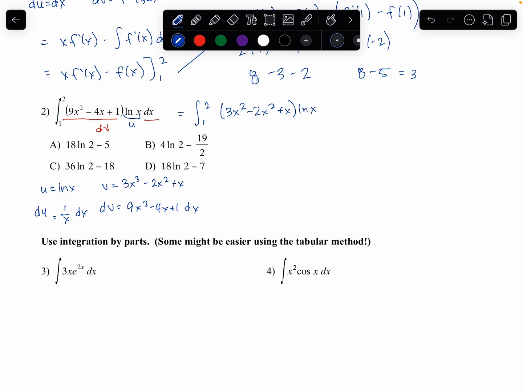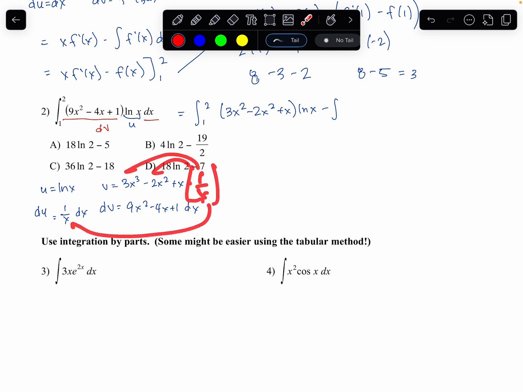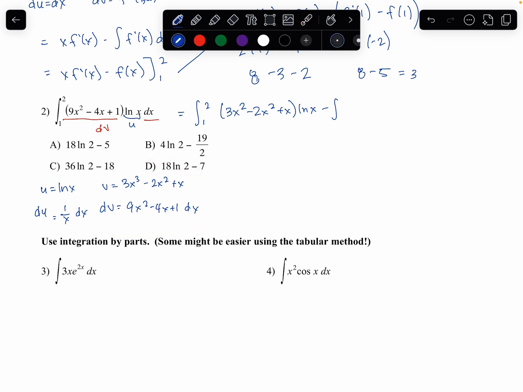So that's going to be 3x cubed minus 2x squared plus x times the natural log of x, then minus the integral of v du. Now when I multiply 1 over x dx by all of this, I can just divide all of these terms by x. If I multiply this by 1 over x, it distributes to all terms, but then I'm just dividing by x at that point. So that's going to become 3x squared minus 2x plus 1, and then dx.